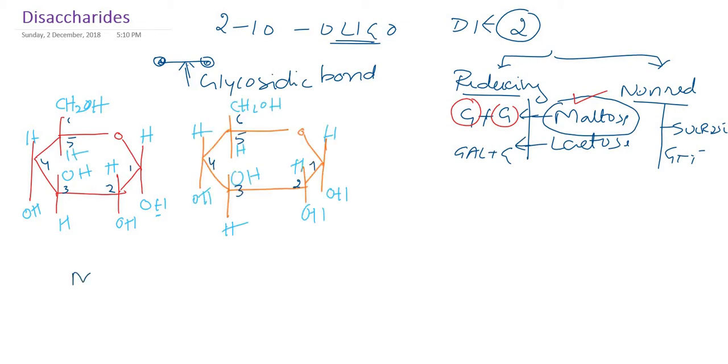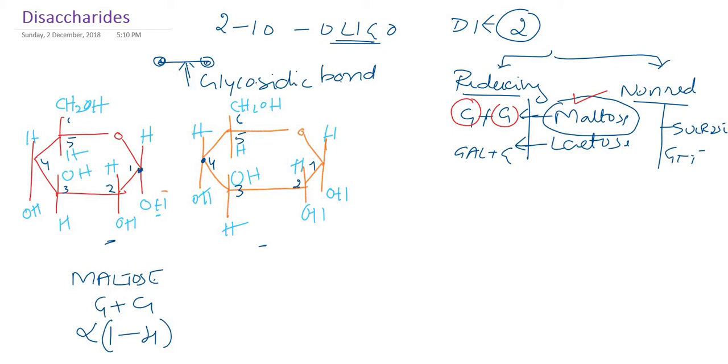When you write the structure of maltose, it contains 2 molecules of glucose. When 2 glucose join together, we call it a glycosidic bond. The glycosidic bond in case of maltose is alpha 1,4. Let me explain why. What is this alpha 1,4? This is the first carbon atom of the first glucose molecule, and this is the 4th carbon atom of the second glucose molecule. So there will be a glycosidic bond between the first carbon atom and the 4th carbon atom.